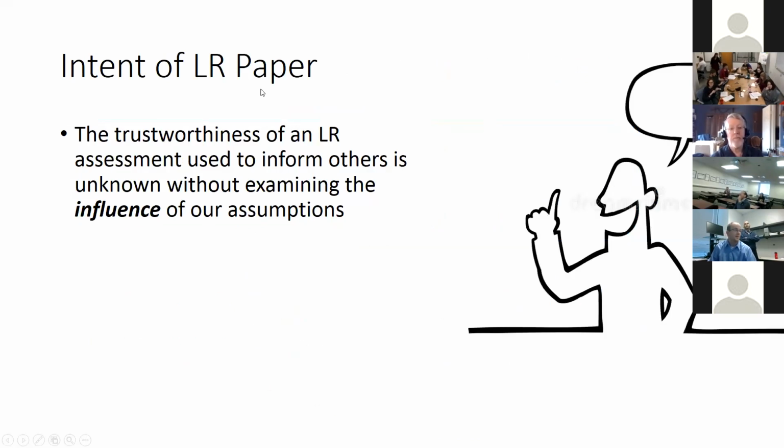Additionally, in our paper, we express our viewpoint that the trustworthiness of a likelihood ratio, if we're to use it to inform other people, is unknown if we haven't examined the influence of our assumptions. So in particular, it's not sufficient to declare just what our assumptions were. We have to find out how dependent the result we're arriving at is on the assumptions that were made before we can know what the trustworthiness or the fitness for purpose of an LR characterization is.